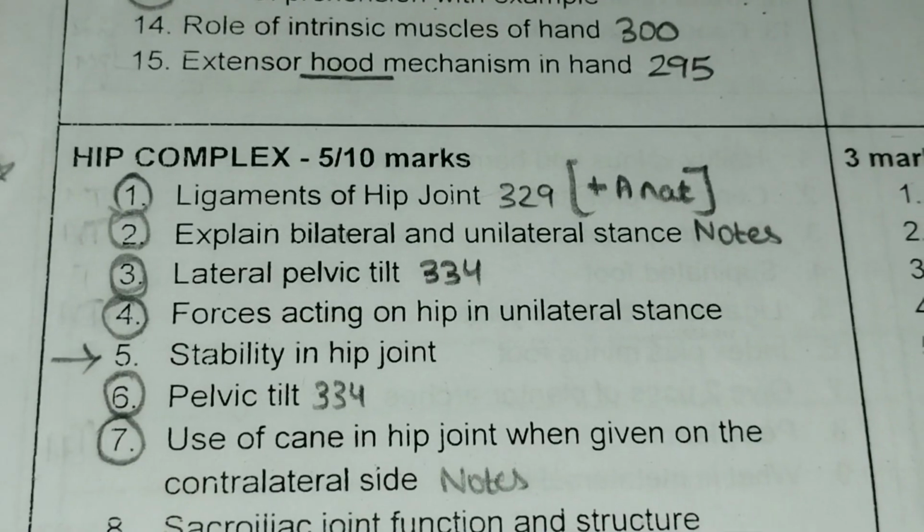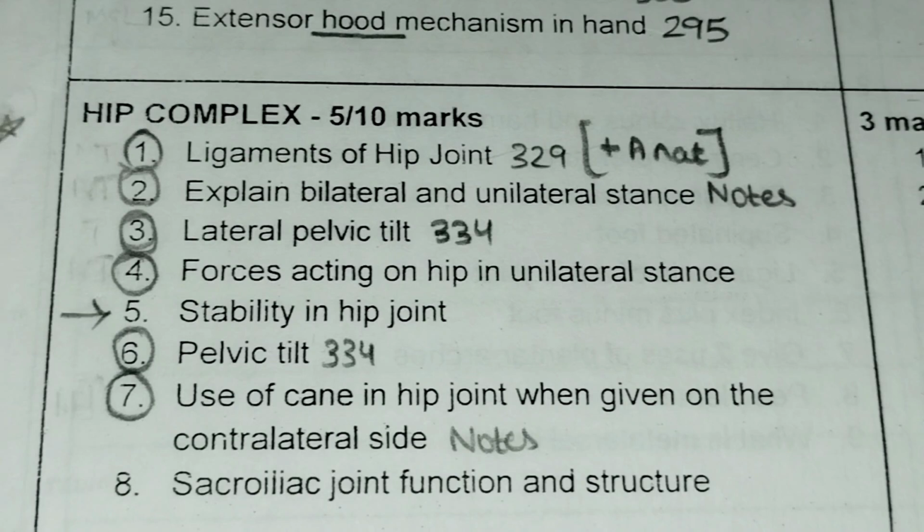Now, let's start with the next chapter, which is hip complex. In this, the important 5 or 10 mark questions are: the first one, ligaments of hip joint. Second one, explain bilateral and unilateral stance. Third one, lateral pelvic tilt. Fourth one, forces acting on hip in unilateral stance. Fifth one, stability in hip joint. Sixth one, pelvic tilt. Seventh one, use of cane in hip joint when given on the contralateral side. Eighth one, sacroiliac joint function and structure.